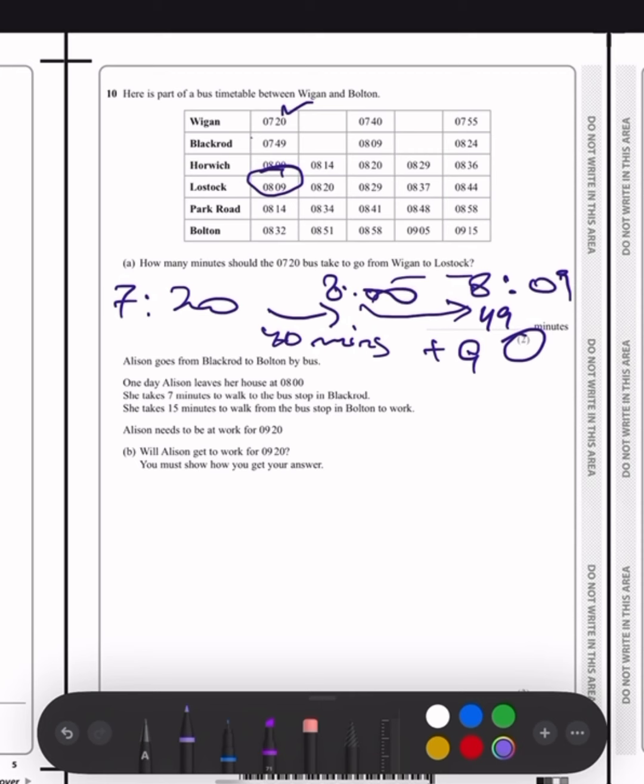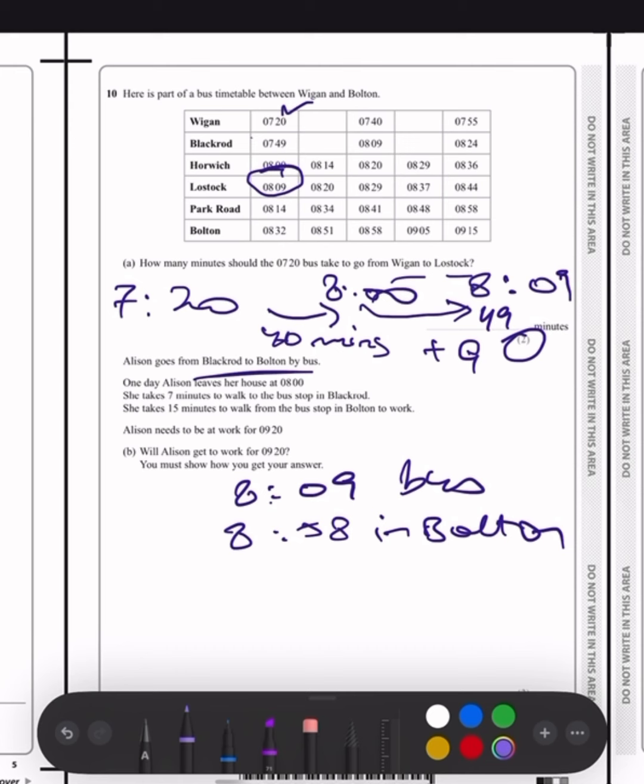Okay, so here they've simply given us a statement asking will Allison get to work by 9:20, because she needs to be at her work by 9:20. So now they've given us a certain timing. So we consider our past options. What we did was, she took the bus from 8:09. As we clearly know, it was from Black Road to Bolton by bus. So we know it was 8:09. So bus here. And then we know that she reached Bolton at 8:58.